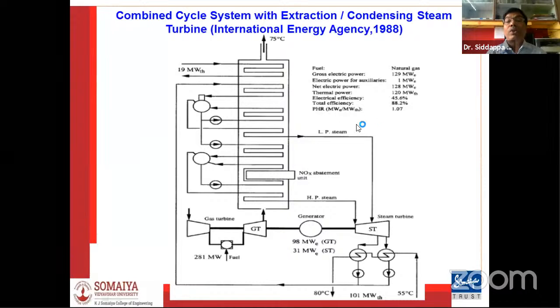And the power to heat ratio, I will explain when I go to the performance parameter analysis after this slide. The power to heat ratio is the ratio of electrical power to thermal power in a system, and it is 1.07. Always the power to heat ratio should be in the range of almost 0.6 to 1.6, depending upon whether the system is a bottoming type or a topping type of system.